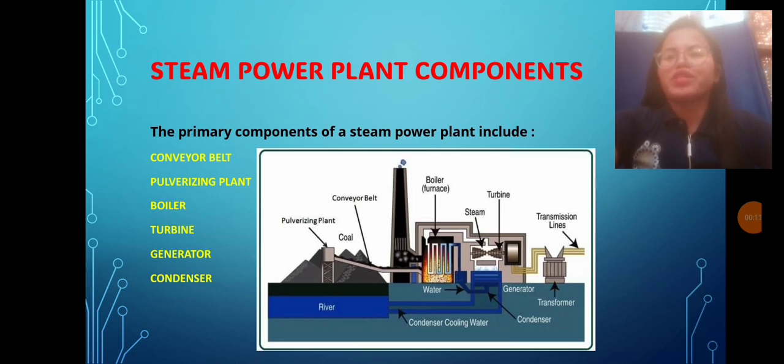Half of the world's electricity is generated by coal power plants, and there are close to 3,000 large coal power plants around the world. There are so many components present in the steam power plant which perform their specialized functions for efficient working. The primary components of a steam power plant include conveyor belt, pulverizing plant, boiler, turbine, generator, condenser.